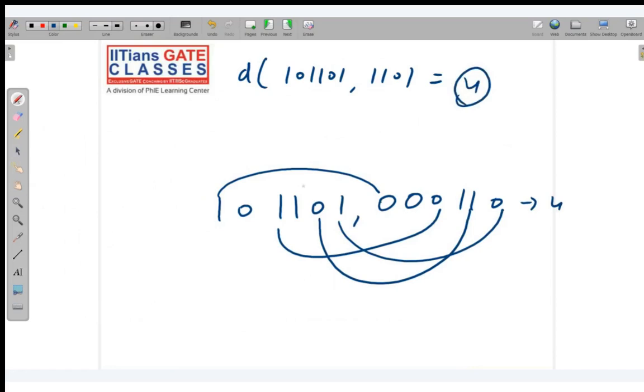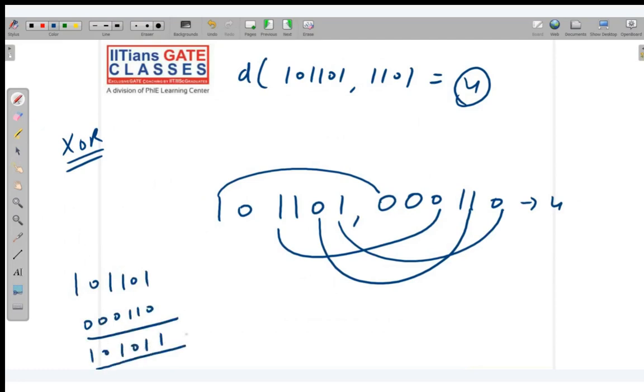This type of calculation might take time. Have you studied digital? Not yet, sir. Okay, do you know the XOR operation? Yes, sir. If bits are different then the result is 1, if bits are the same then it is 0. So you can simply find the XOR of the two words, which gives 110101. Count the ones: the number of ones is 4, so 4 is the answer, like this.